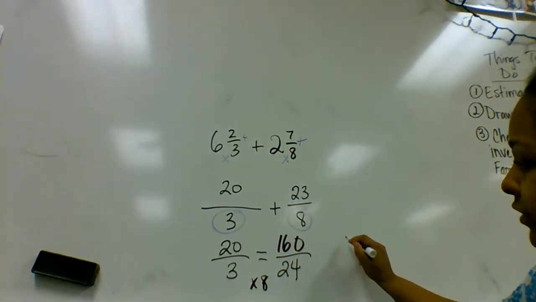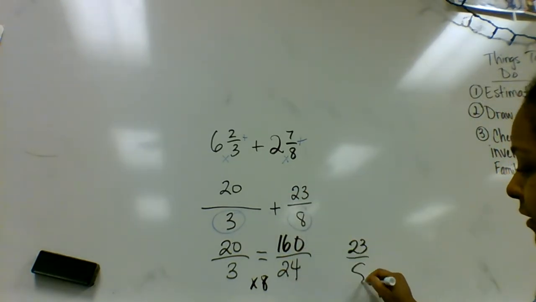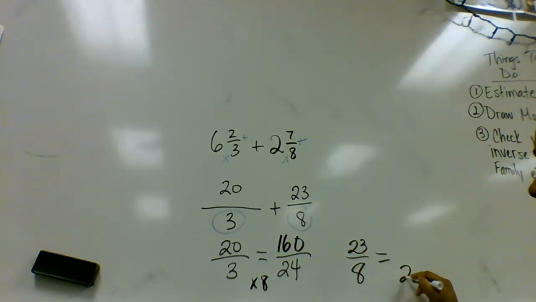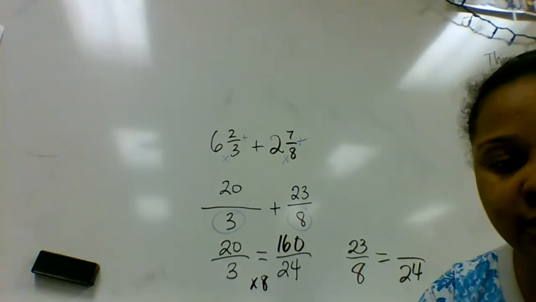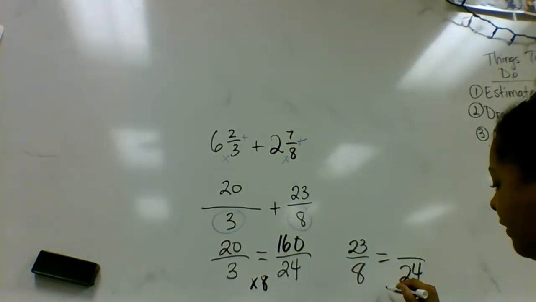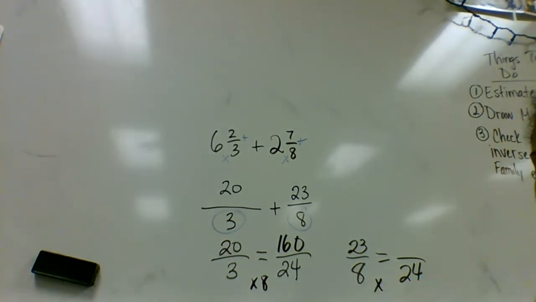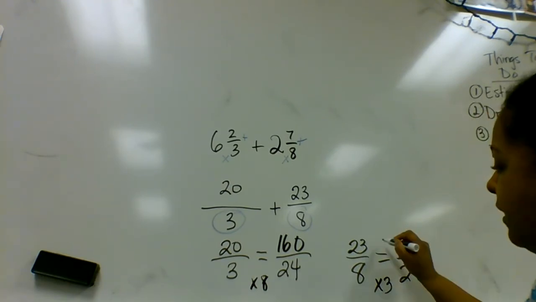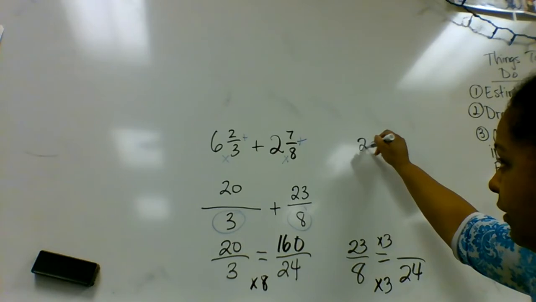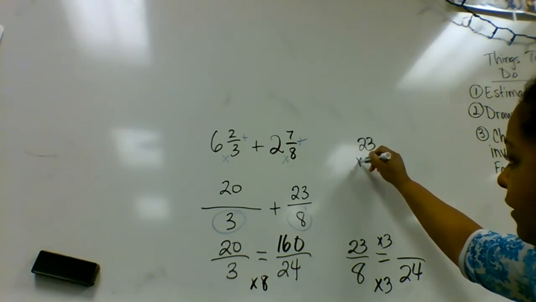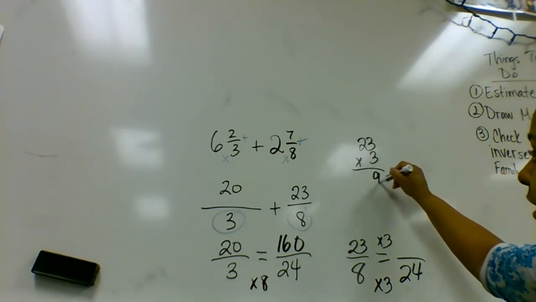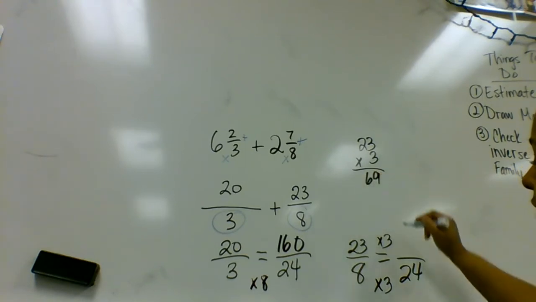Now let's do the other fraction. We have 23 over 8 equals something over 24. And 8 times what is 24? That is 3. 8 times 3. So I'm scaling up by a factor of 3. I need to do the same for the numerator, times 3. So we have 3 times 3 is 9. 3 times 2 is 6. This must be 69.